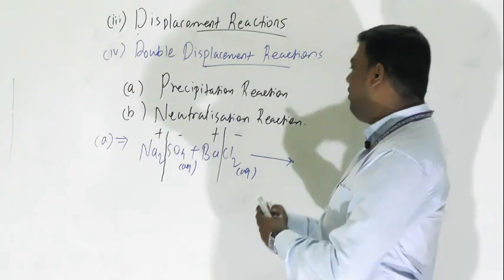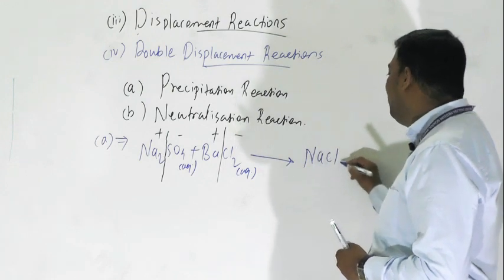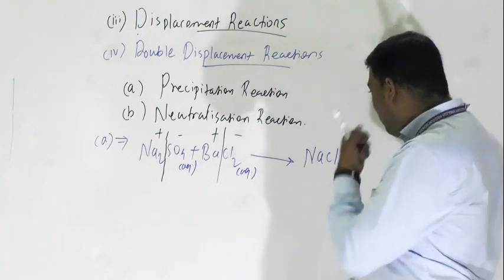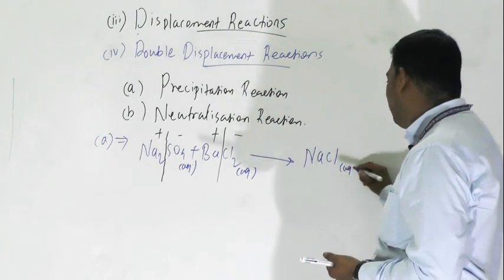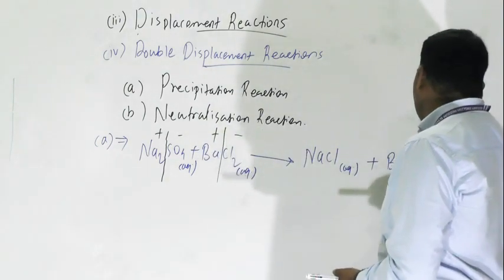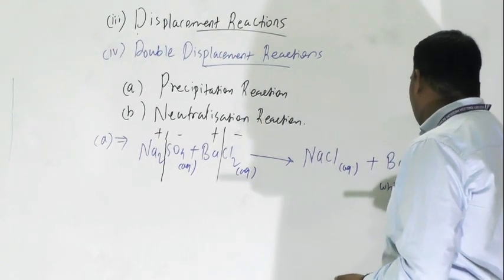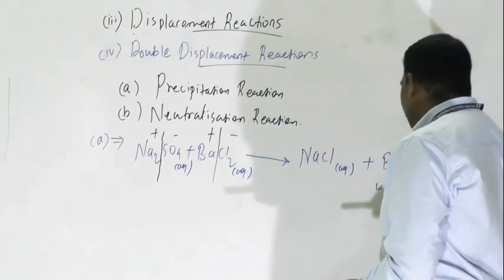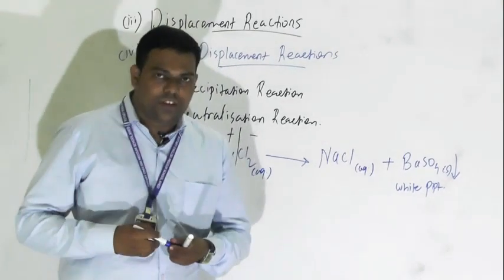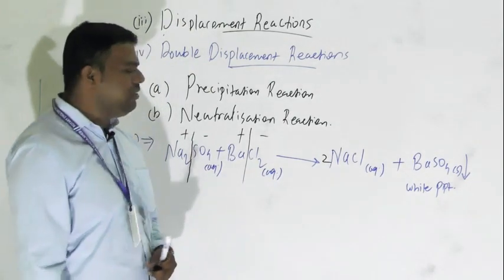So see what product you will get: NaCl aqueous, plus barium sulfate solid, and it is a white precipitate. You can balance this reaction also. For balancing, Na2, so here also 2. So our reaction is balanced.